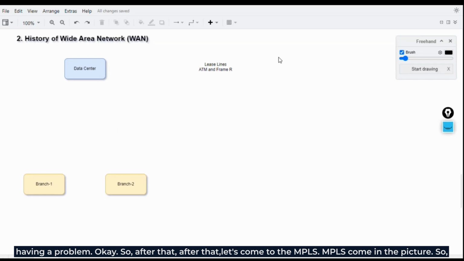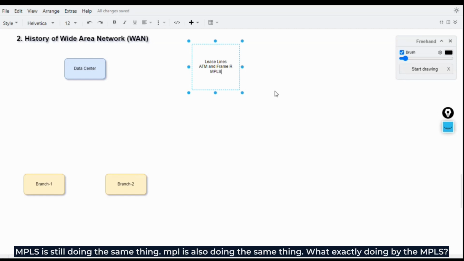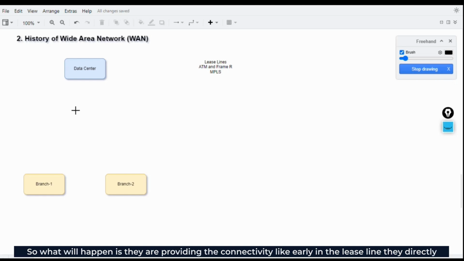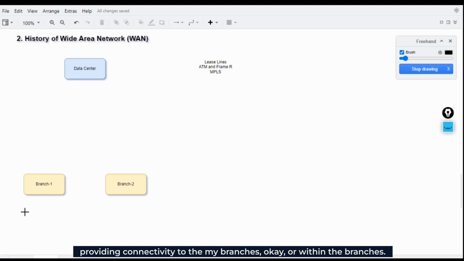After that, MPLS came into the picture. MPLS is still doing the same thing. MPLS is provided and managed by the ISP. Earlier, in the leased line, they provided connectivity directly to my branches, or within the branches.